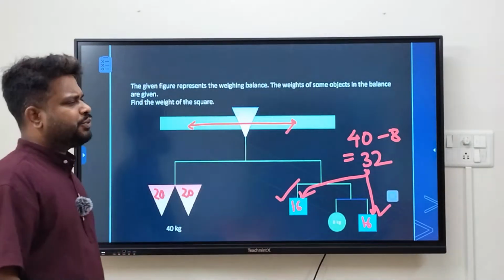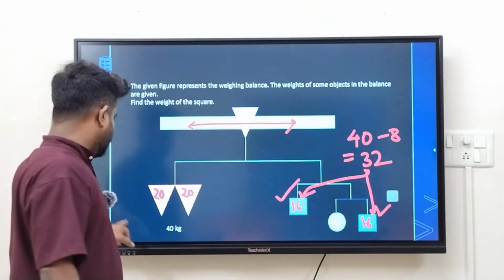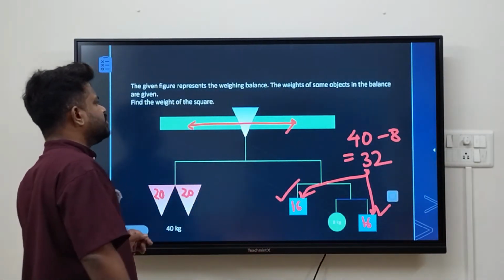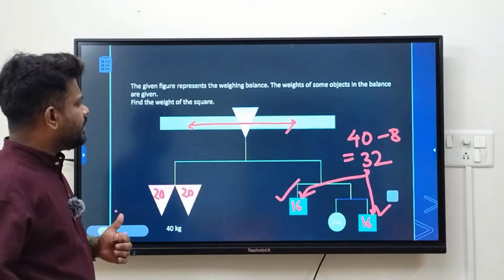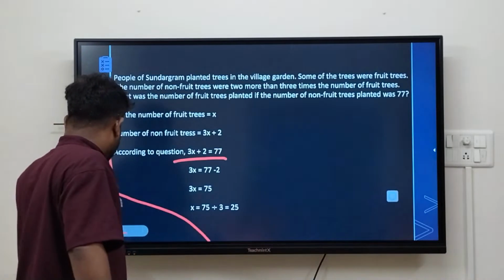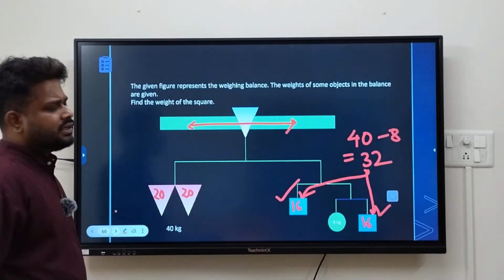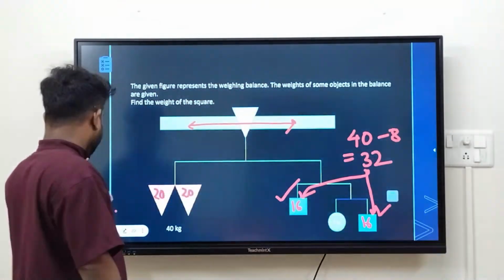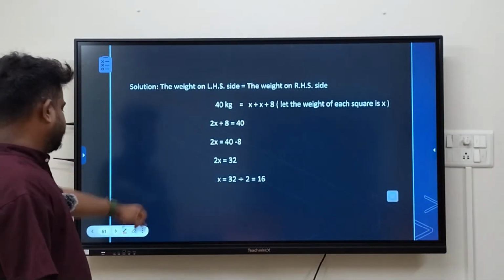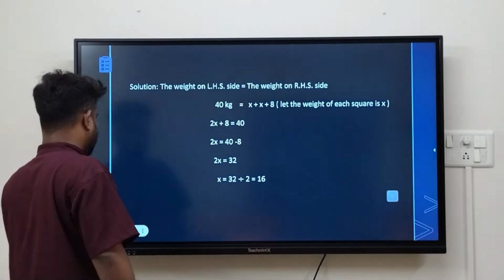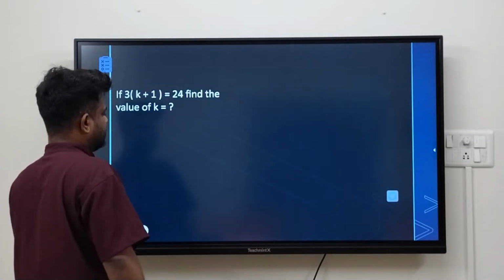You just have to think it carefully. Okay, and this will also be thought as a reasoning question. Okay, yes, 16, and we have also found the answer, that is 16.